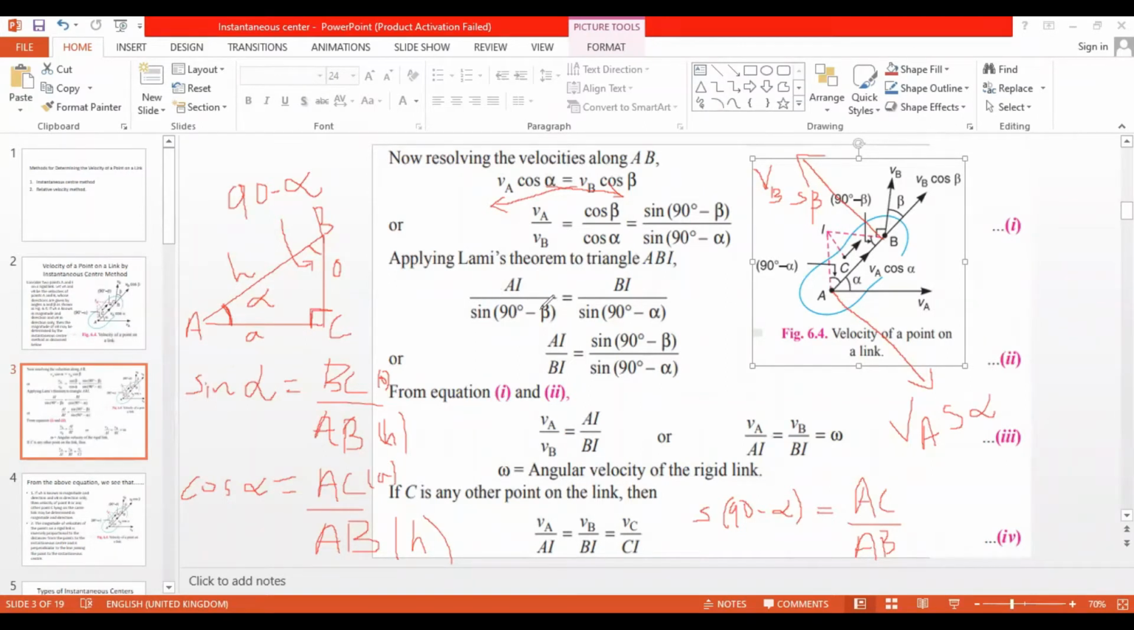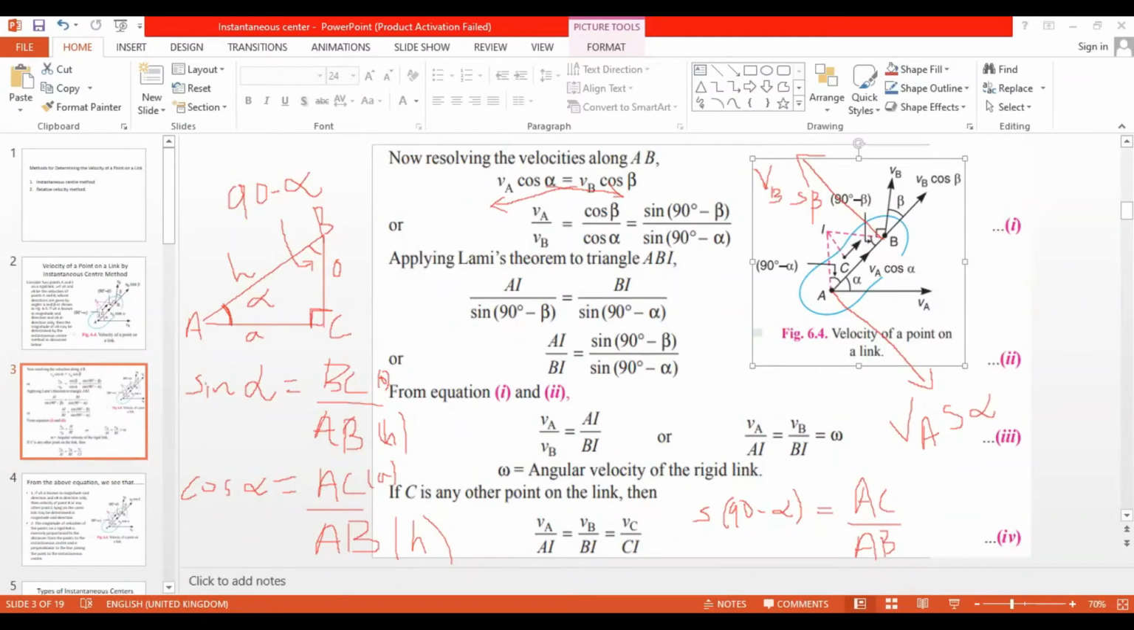AI upon sin 90 minus beta. Okay, AI. This side upon sin 90 minus beta. This angle is the sin 90 minus beta. Why? This is beta, therefore this is 90 minus beta. Why? This is a right angle. And if this is 90 minus beta, then this is beta. Why? This is a right angle. So if this is 90 minus beta and this is beta, then this is 90 minus beta.